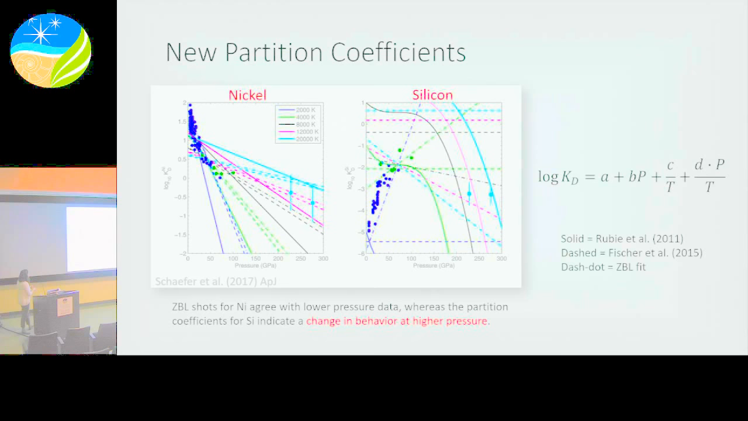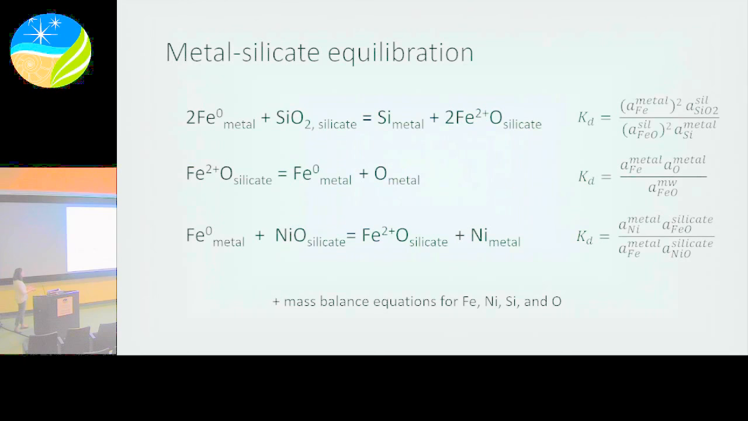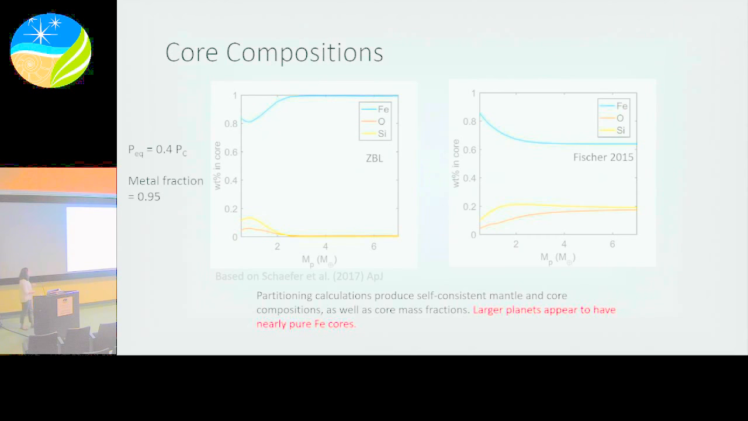So I'm going to talk a little bit more about the model itself. This is basically an adaptation of the thermodynamic model that Dave Righter used. So we have three exchange reactions for silicon, oxygen going into the metal, and nickel. And then we have a series of four mass balance equations for the four elements that we're tracking that are going into the core. We're starting off with a bulk chondritic composition, and then we can calculate from this the core composition. And I'm showing you here results for the ZBL data and for the Fischer et al. partitioning model. The Righter et al. results give very similar results to the ZBL.